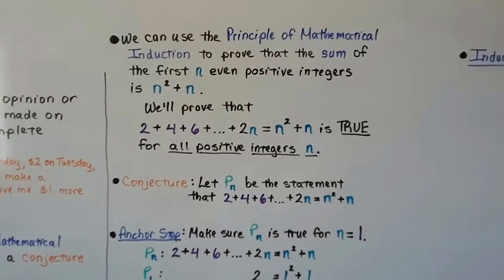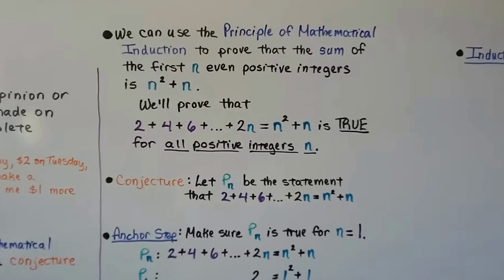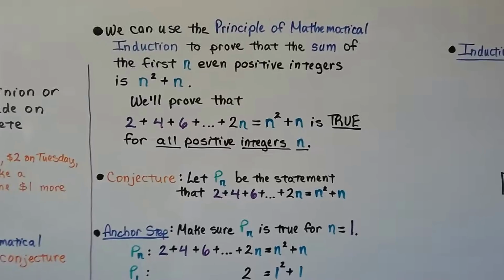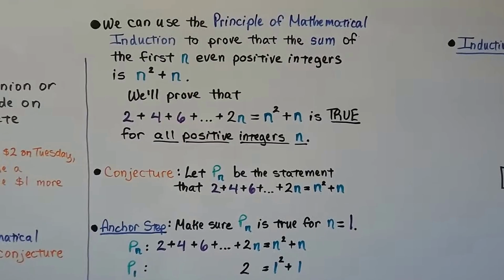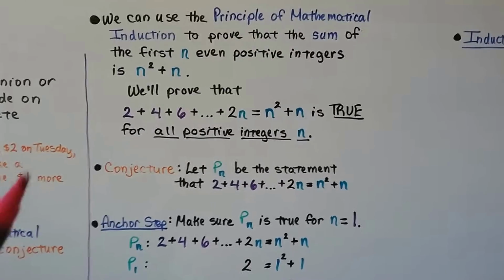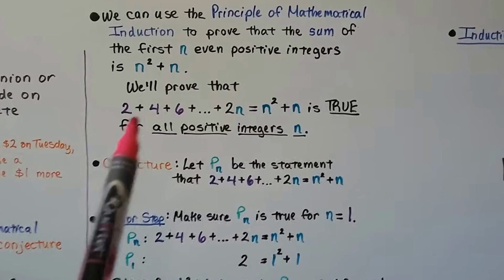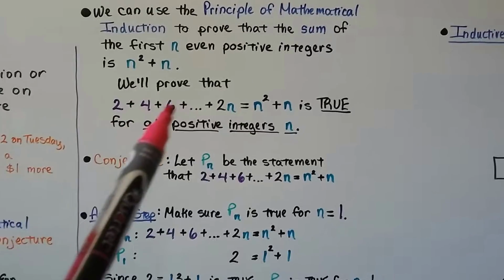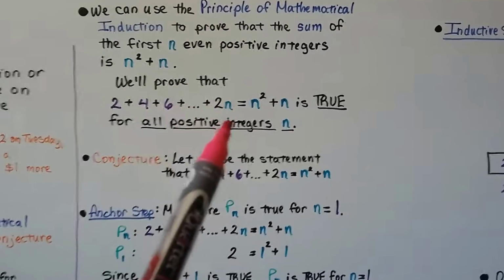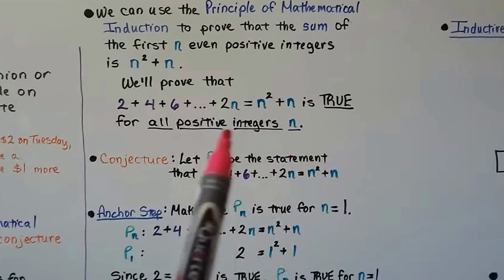Okay? So some of you are going to get what I'm explaining in the next few minutes. Some of you aren't. If you don't get it, still stick with me, okay? We can use the principle of mathematical induction to prove that the sum of the first n even positive integers is n squared plus n. So we're going to prove that here. Remember, it says even positive integers, so we've got 2, 4, 6, 8, 10, 12, and so on. So we're going to prove that 2 plus 4 plus 6 plus so on plus 2n is equal to n squared plus n is true for all positive integers n.